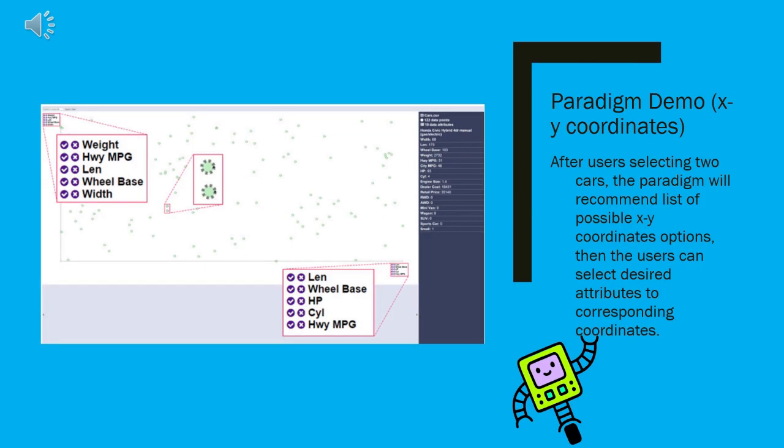After the users drag these 2 data points in a column based on the data position, the paradigm will recommend a list of possible XY coordinates options. Then the user can select desired attributes to corresponding coordinates.